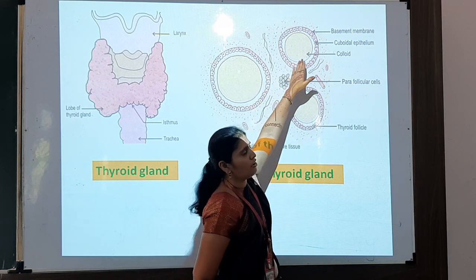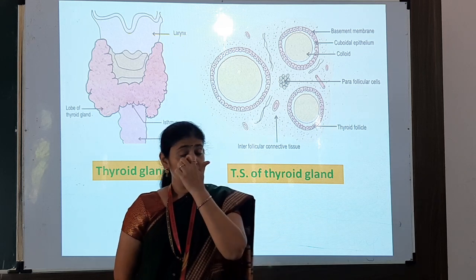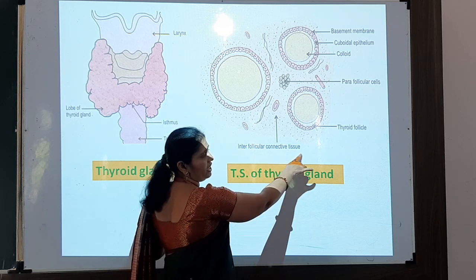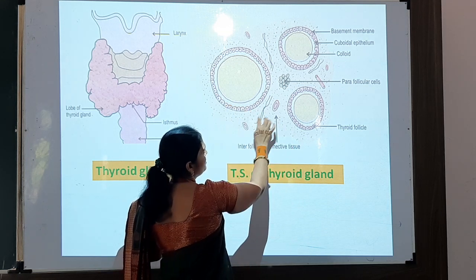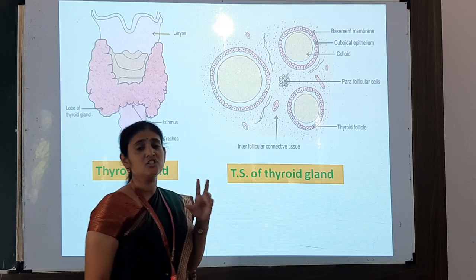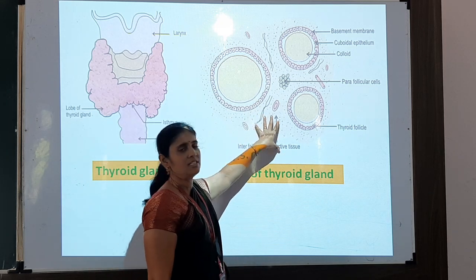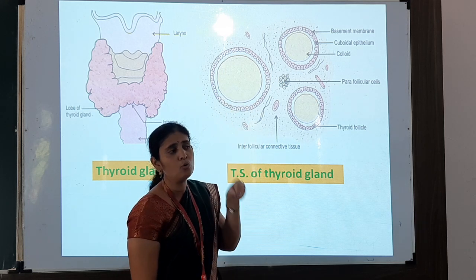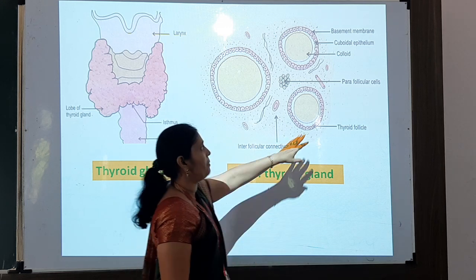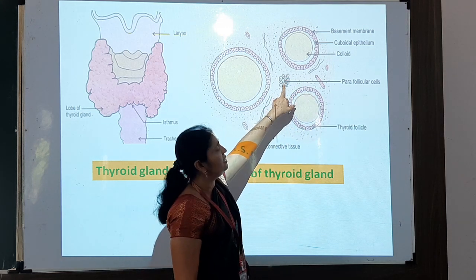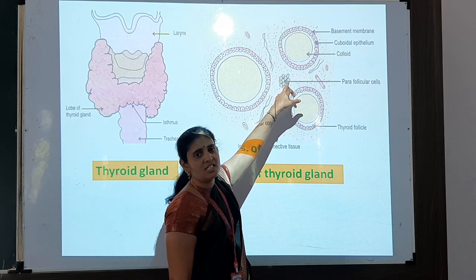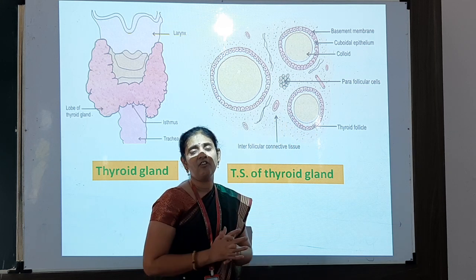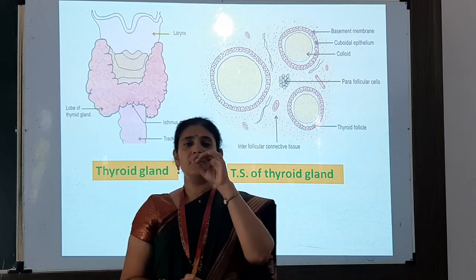So here a number of thyroid follicles are present, and in between the thyroid follicles is the interfollicular connective tissue. Here you can see this interfollicular tissue which is called the stroma. It is present, and in this stroma, in this connective tissue, there is a group of cells which are called parafollicular cells. Here you can see a group of cells, parafollicular cells, or you can call it a C cell or clear cell. So here this thyroid gland is secreting two different types of hormones.